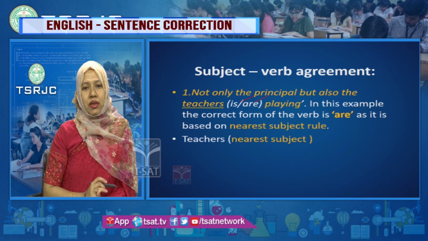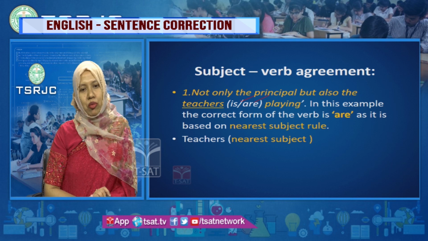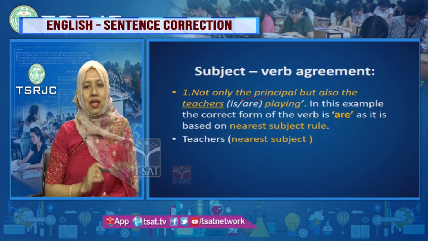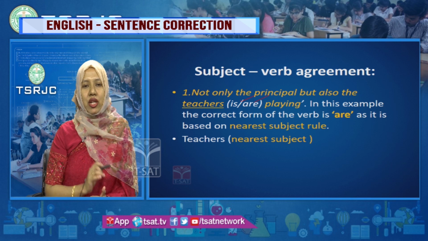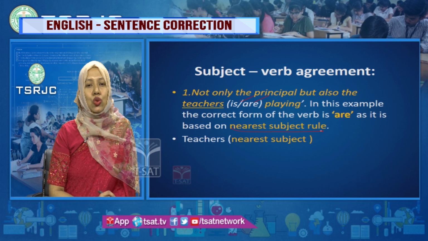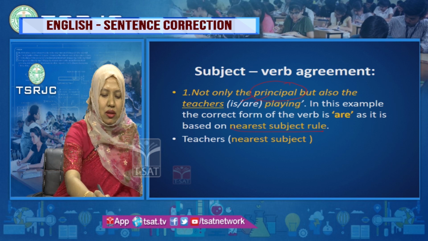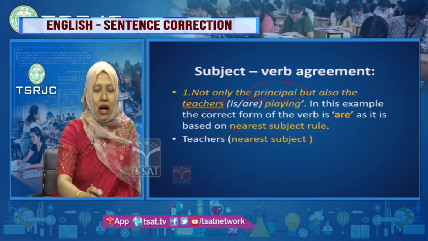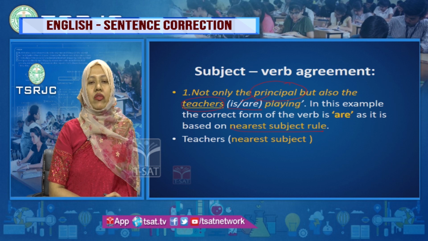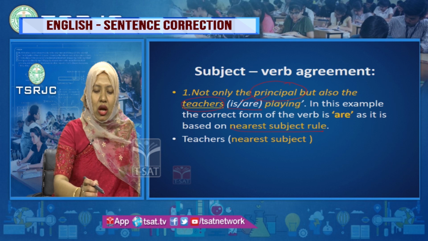Not only the principal but also the teachers dash playing. How will you fill the blank? Using which verb? Singular verb or plural verb? Now, in this example, let us take the nearest subject rule. If we take the nearest subject rule, in this sentence there are 2 subjects, principal and teachers, and after teachers there is a dash. You have to fill the blank with the verb, helping verb. So, how will you fill?